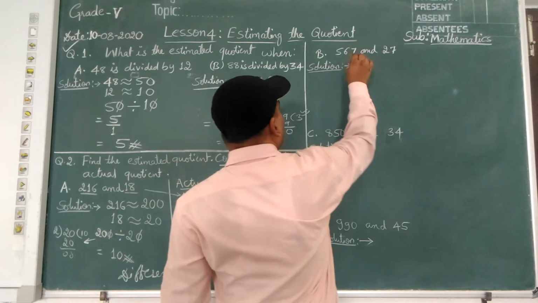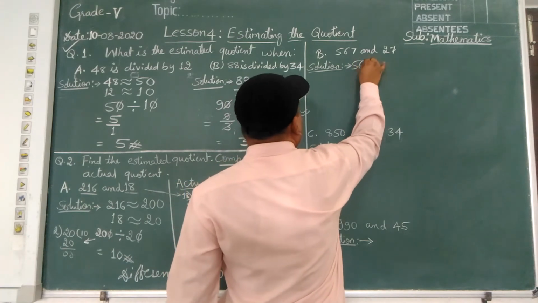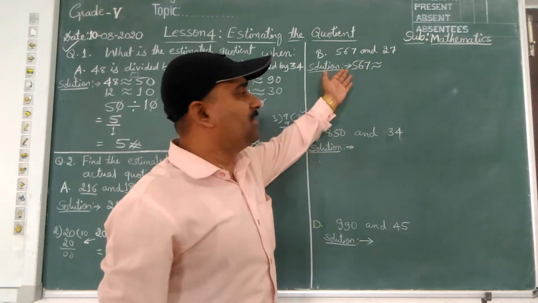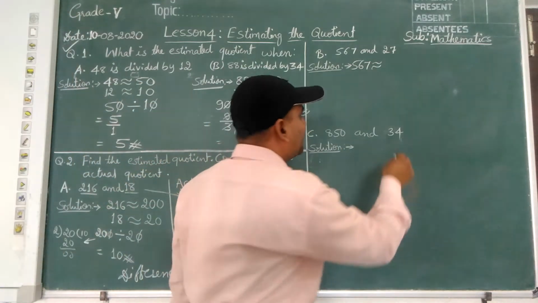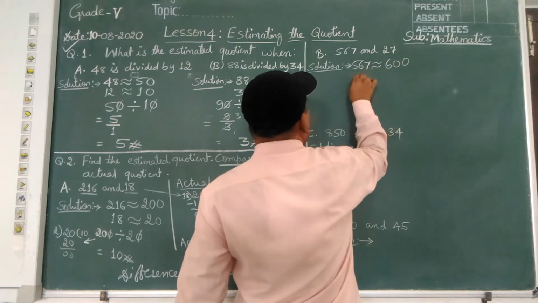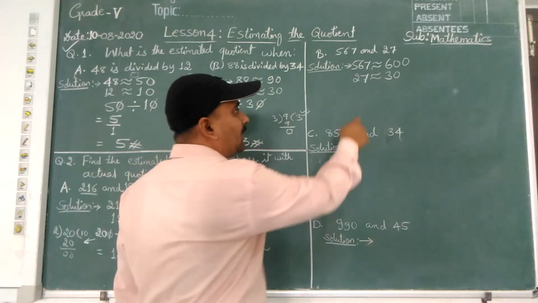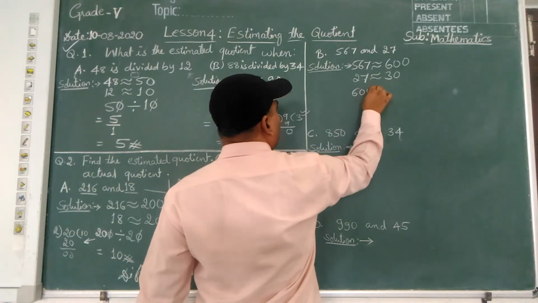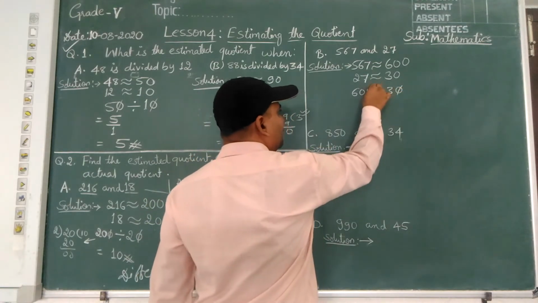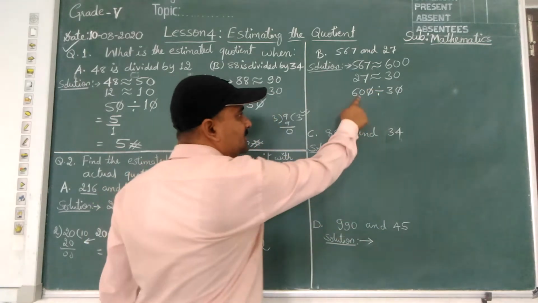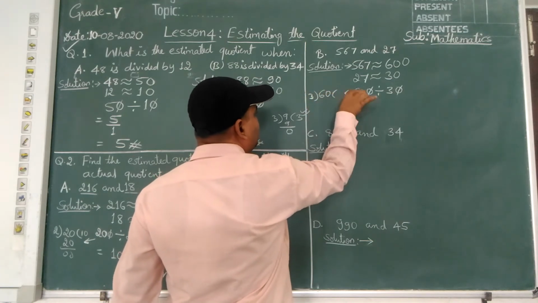Okay. How is it to be done? First we have to round off this 567. More than 550 will round off to 600. 27 is nearer to 30. Let us divide 600 by 30. How to divide? Cancel one 0 and one 0. So 60 divided by 3, children. We should do 60 divided by 3.